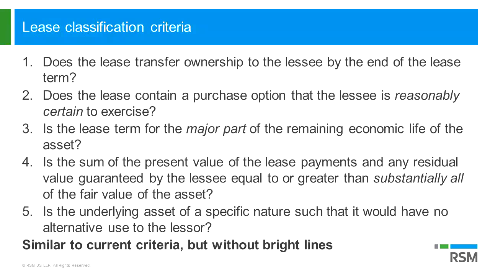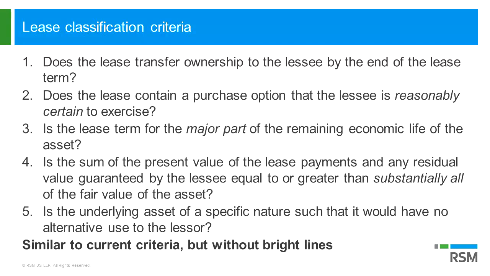Go through the list, 5 criteria, keying in on the fact that if any single one of these is a yes, the lease will be classified as a finance lease under 842, and if none of the criteria below are met, it is classified as an operating lease. Number 1, does the lease transfer ownership to the lessee by the end of the lease term? No specific bargain purchase here.